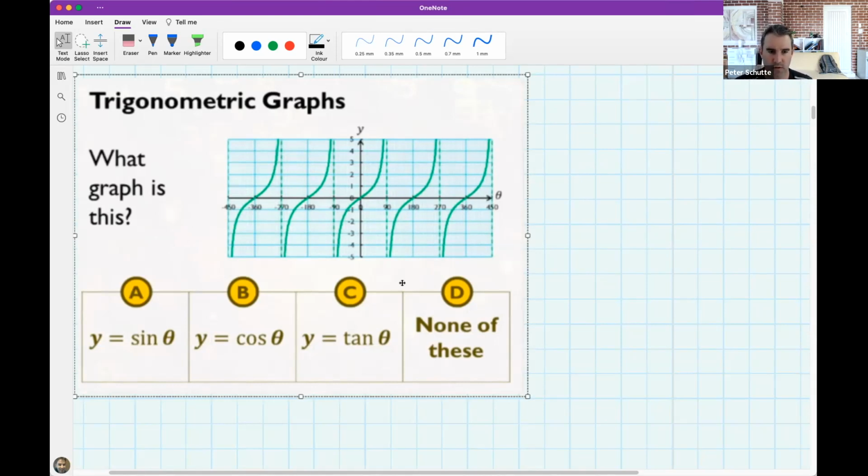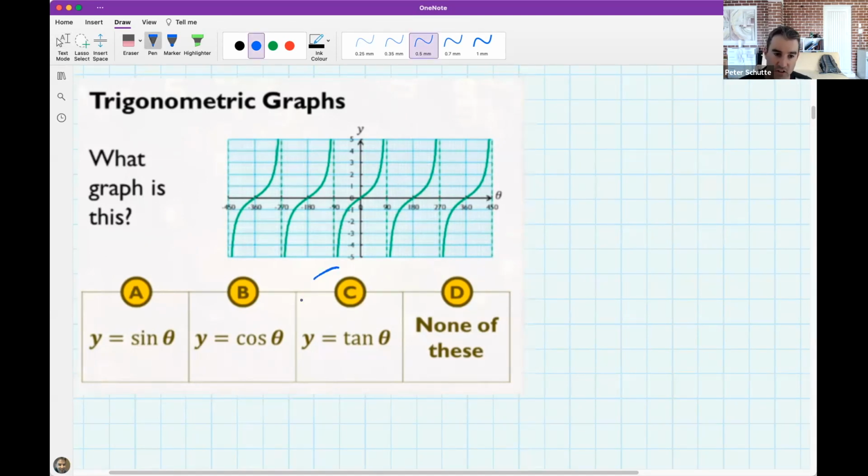So take a moment, think about your answer, and then pop it in the chat. Which graph do you think this is? Okay, so I see quite a few answers coming through in the chat, and I agree with the answers that are coming through. The correct answer is C. So it's y equals tan theta.